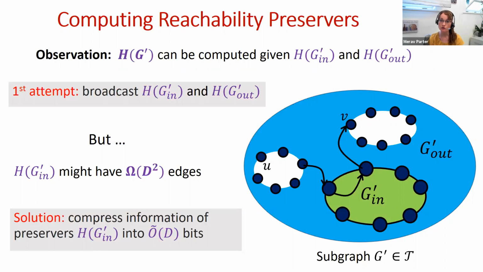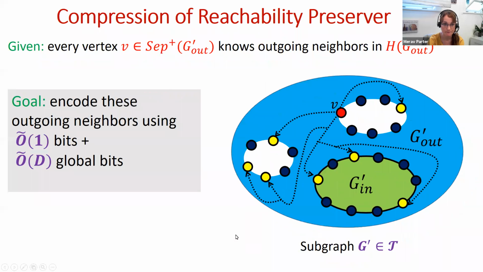Instead, what we would like to do is to compress the information into fewer bits, into roughly d polylog n bits, such that when all the nodes get this compressed information, they will be able locally to recover all the d-square edges of the preserver. In general, it might not be possible to do that, but here, because of the certain properties that it encodes, the reachability of the separator nodes, and we are living in planar graphs, as we are going to see, you can obtain this kind of compression.